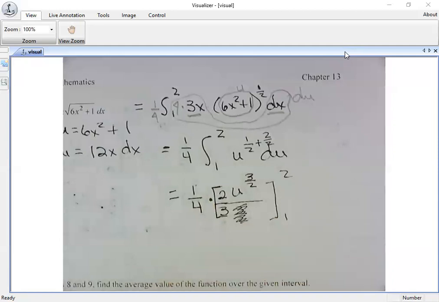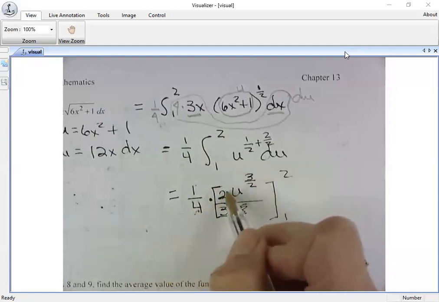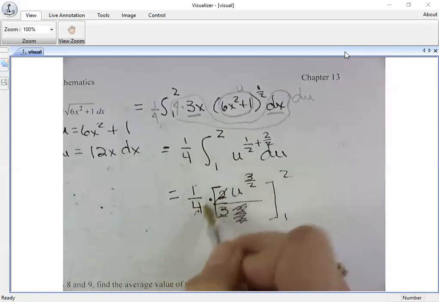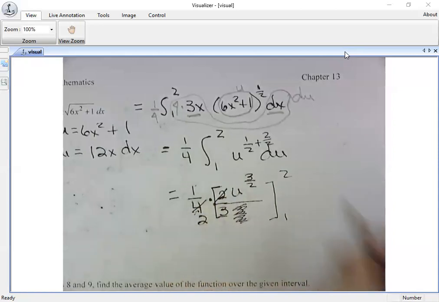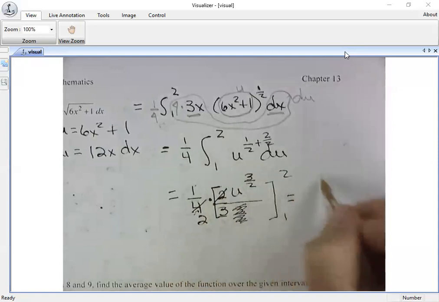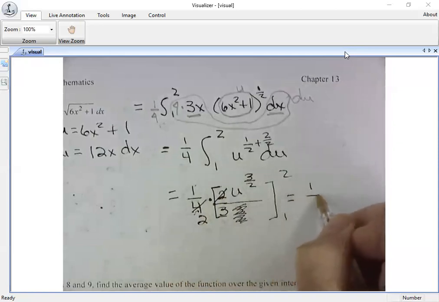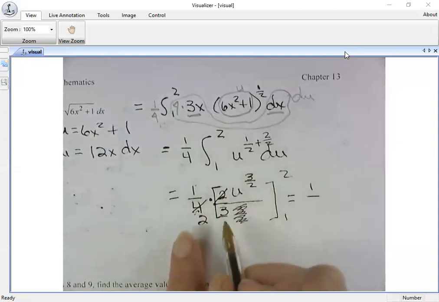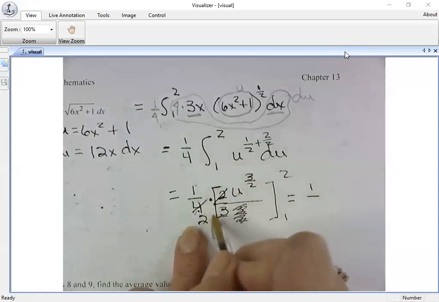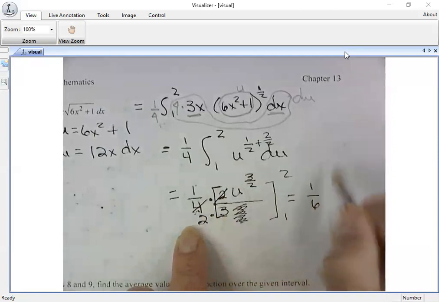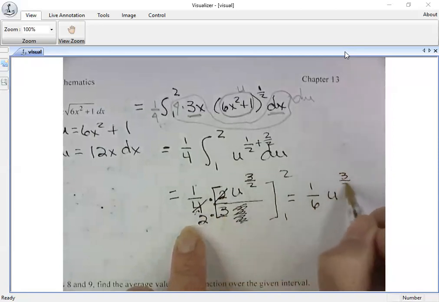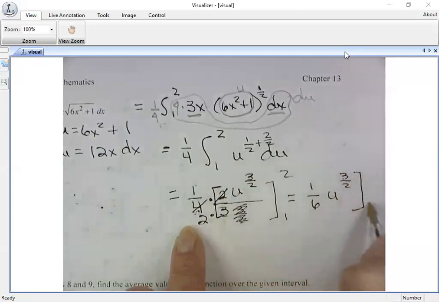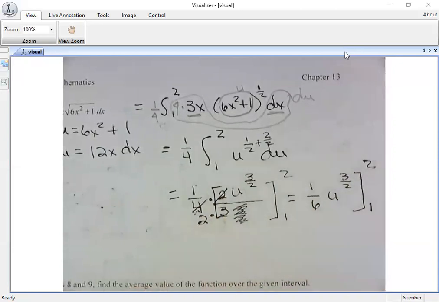And I've got a little bit of cleanup I can do. What can I do with the 2 and the 4? Is that going to reduce? 2 goes into 4 2 times. And so here's what I have. 1/, what number? 3. Got to multiply these together. 2 times 3 is 6. U to the 3/2. And then that's going to be evaluated from 1 to 2. Does that make sense?